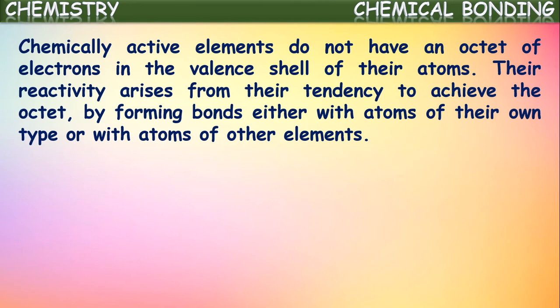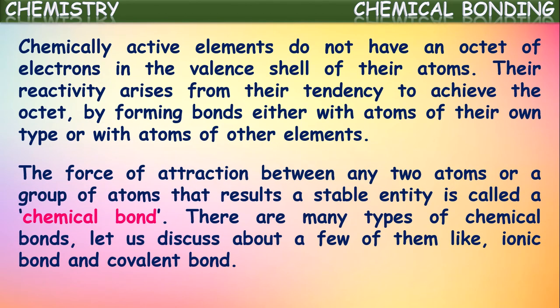Chemically active elements do not have an octet of electrons in the valence shell of their atoms. So the atoms which do not have 8 electrons in the valence shell are chemically active. They are not stable. They will be active elements. Their reactivity arises from their tendency to achieve the octet by forming bonds either with atoms of their own type or with the atoms of other elements. They will try to get an octet in their valence shell.